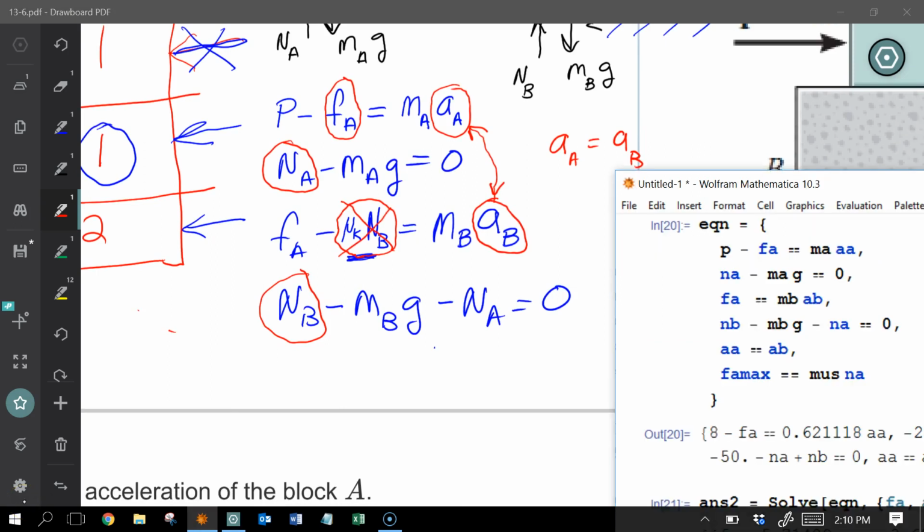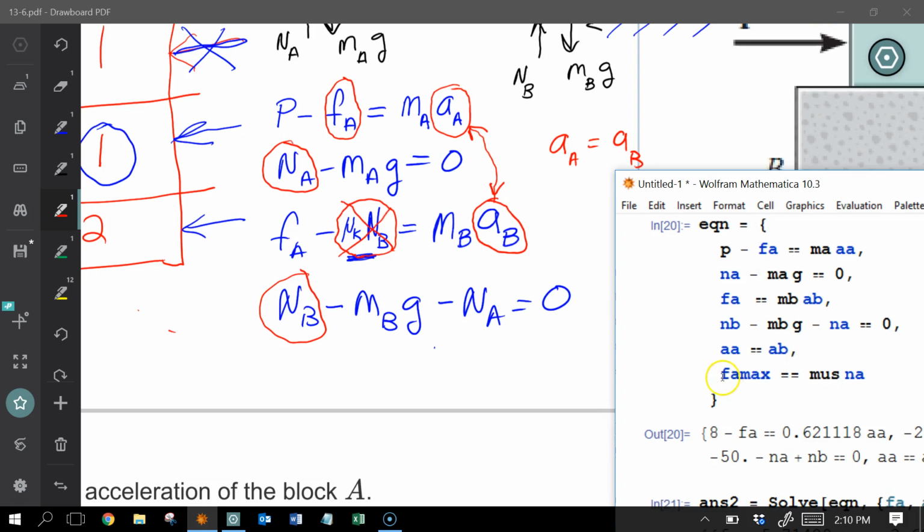Okay, so here's the Mathematica input over here. So the equation, EQN, I've typed in the equations. This is the first one, the forces in the x direction for A. Here's the vertical on A. Here are the horizontal forces on B. And this is the vertical for B. And then the relationship between the 2 accelerations, that they're equal.